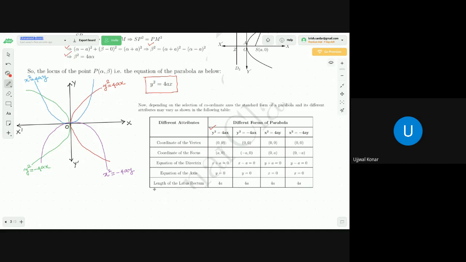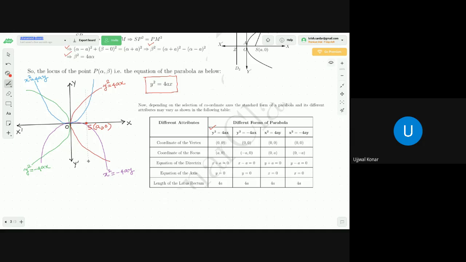What is the length of the latus rectum? I need to tell you a little bit about it. Let me explain by means of the parabola y square equal to 4x, which is drawn in the red color. Dear students, this is the focus S, and the coordinate of the focus S is a, 0. Now, if I draw a perpendicular through the point S, perpendicular to the axis of the parabola, which is OX in this case, then we'll get this as the latus rectum.